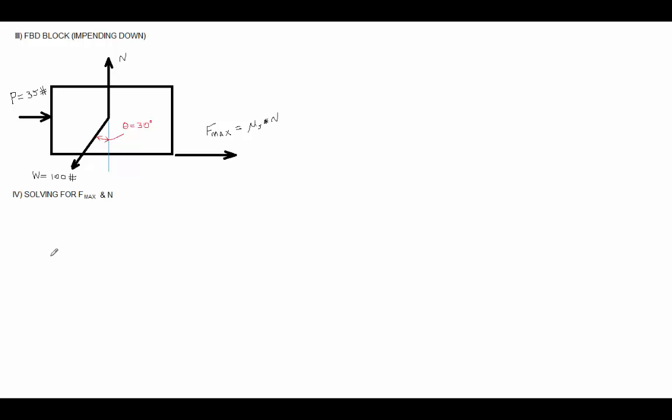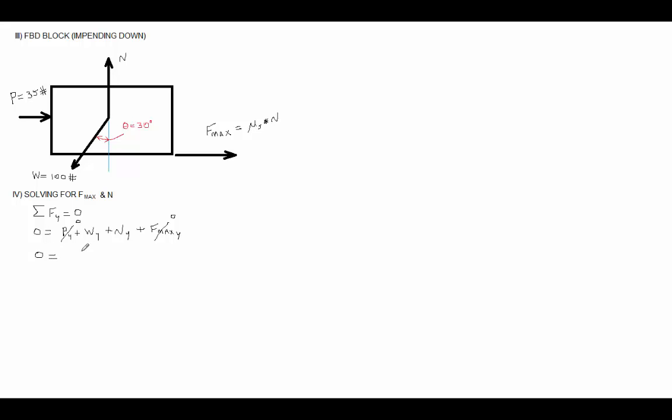Now, since at this point in time we don't know if F max is actually going to be able to equal mu s times n, if we don't know if that maximum frictional force will be enough to hold it at static equilibrium, we want to solve for both n and F max, and I'll explain why later. The easiest way to solve for n is to apply static equilibrium in the y direction. Now you'll notice that a number of these forces do not have y components. P does not have a y component, and F max does not have a y component.